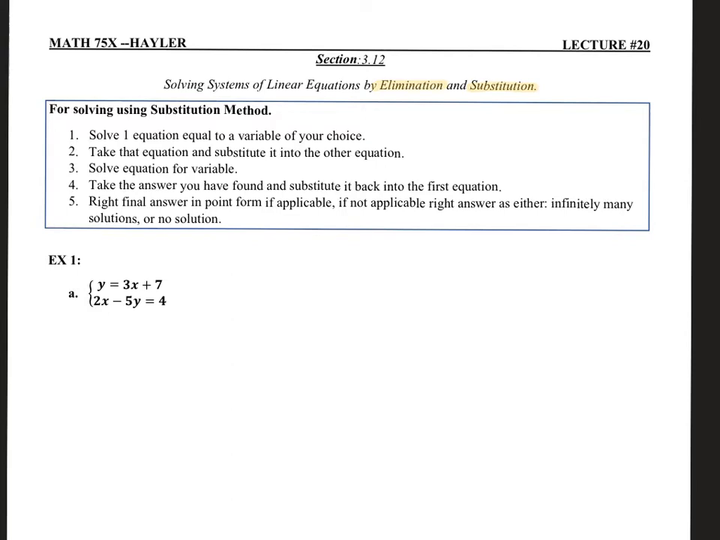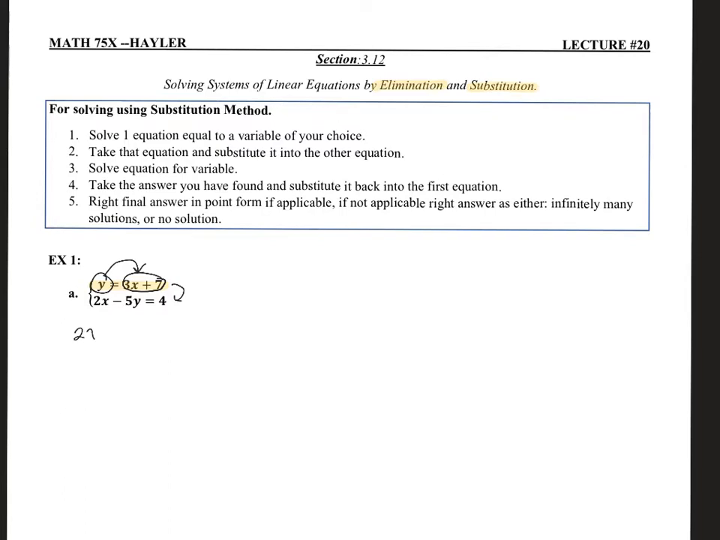When I look at my two equations, the first thing I notice is that the top equation is already solved for a variable. It's solved for y. So that takes out the first step for me. What I'm going to do is plug the first equation into the second one. Now how are we going to do that? Notice this equation is saying that y is the same as 3x plus 7.